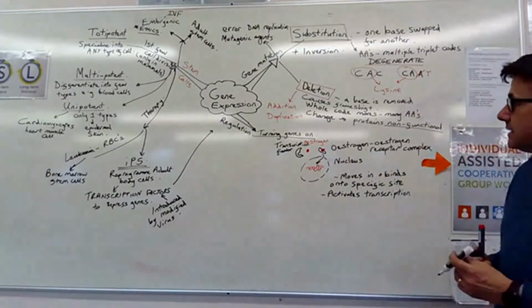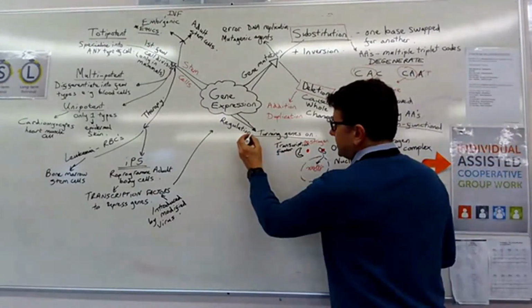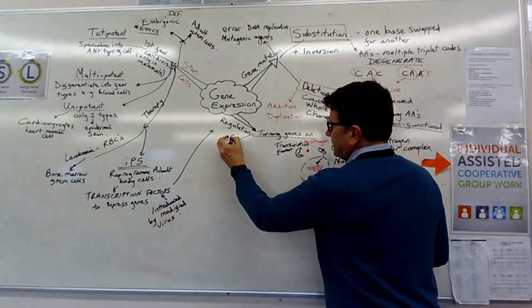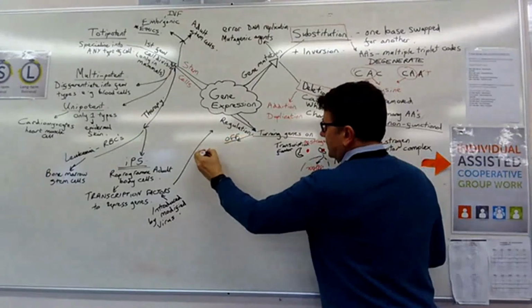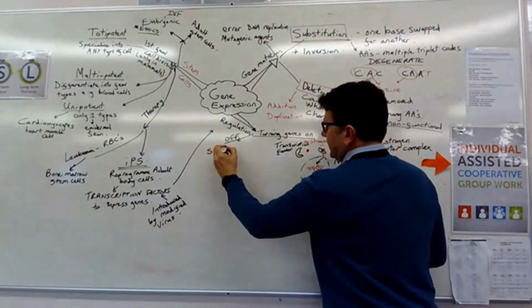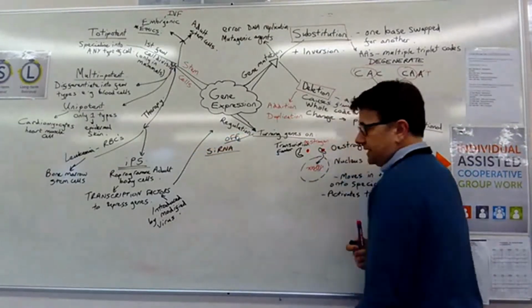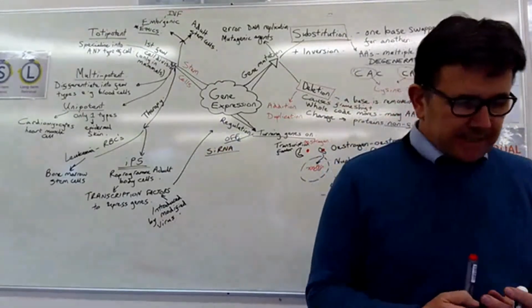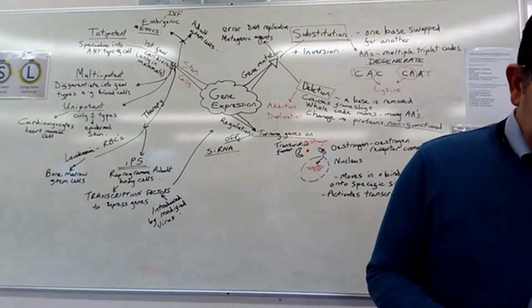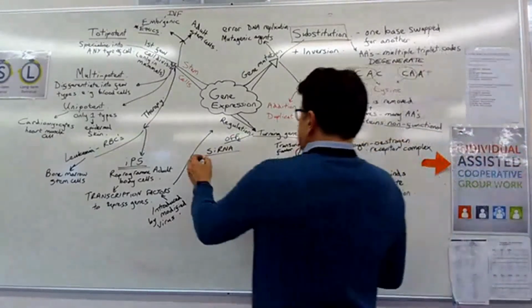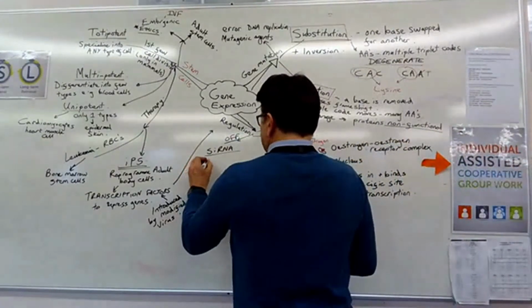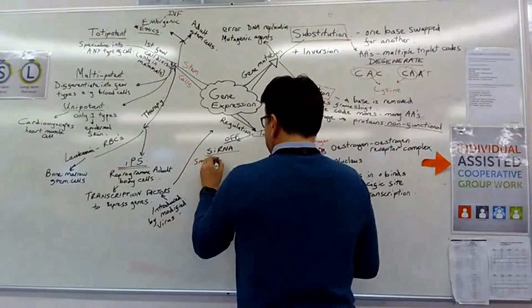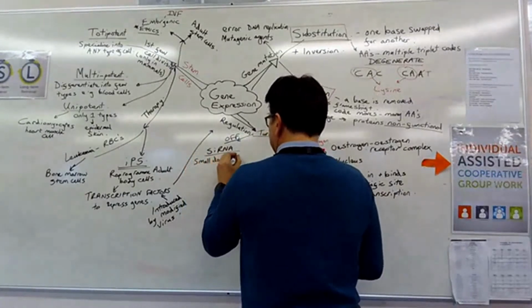Yeah, siRNA. So let's turn off the gene. I'm going to talk about what's known as siRNA. It can be used to stop genes being expressed. Okay, what is it? It's a small double-stranded piece of RNA.